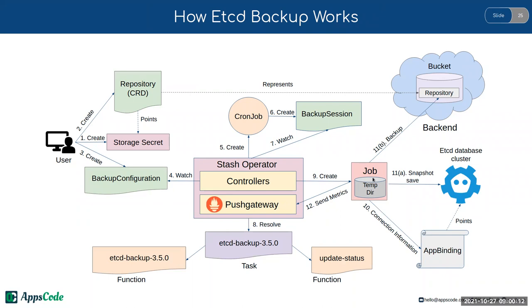The job will connect to the ETCD database through the app binding. The app binding will hold the information of the service port and the secret of the database for connecting with the database. After that, the job will save the snapshot and upload the snapshot in the backend repository, so the backend storage. Here I will be using Google Cloud as our backend storage.